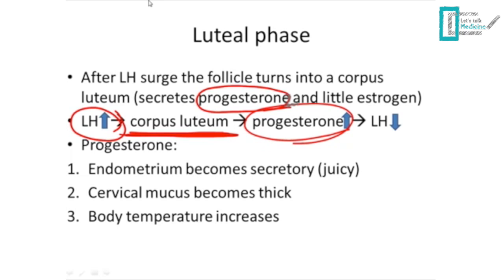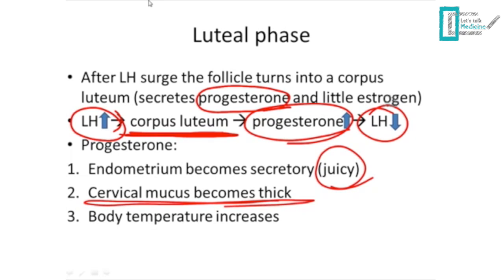Progesterone will have a negative feedback on LH, just like estrogen had at the beginning of the follicular phase. Okay, so what will progesterone do? We said it will give us a juicy endometrium. It will give us a thick cervical mucus, and the body temperature will increase. Why the body temperature increases, I have no idea, or most likely no one has any idea. The cervical mucus becomes thick just to prevent any more sperm or any kind of organisms from coming in, because at this point in the luteal phase, ovulation already happened. So, sperm, you already had your chance, you lost it.